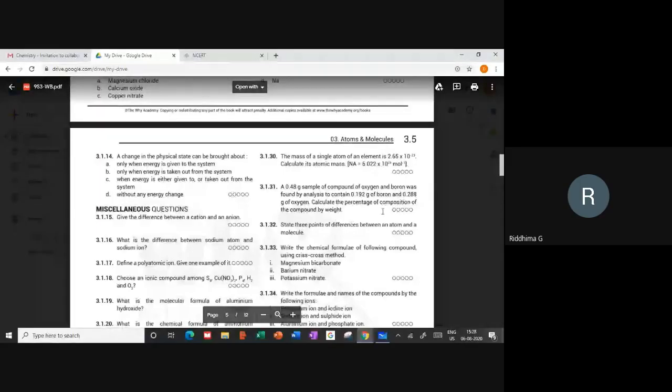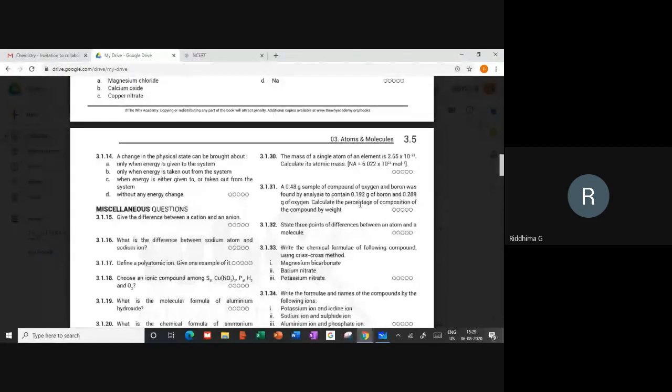Okay, the 31st question. A 0.48 gram sample of a compound of oxygen and boron was found by analysis to contain 0.192 gram of boron and 0.288 gram of oxygen. Calculate the percentage composition of the compound.